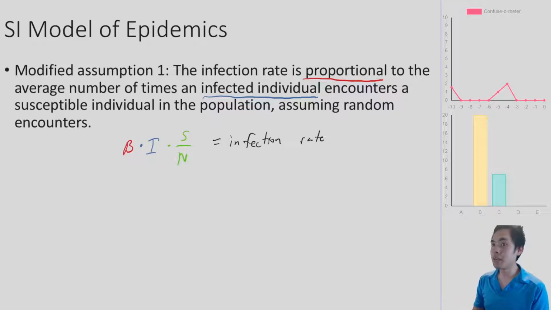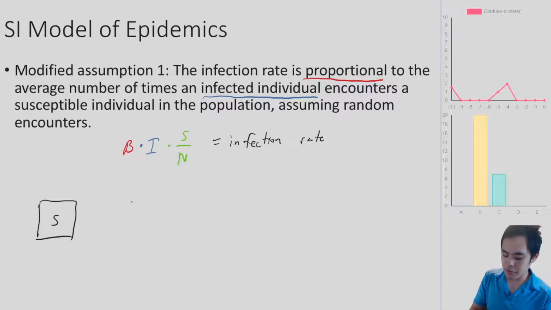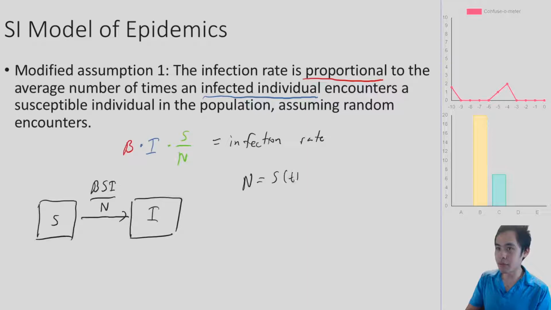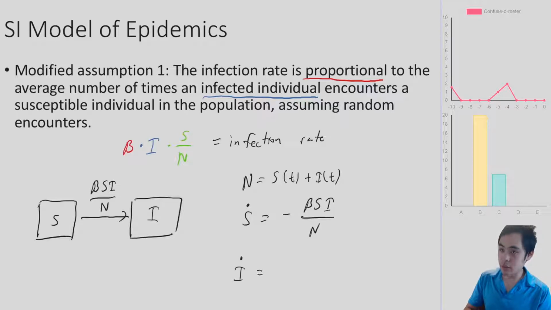So this is the infection rate. We have a slightly modified version of this two-compartment system. You have S, I, and you have beta S I over N as your new rate of moving people from S to I. And so on, we have N is equal to S of t plus I of t, per usual. And then we have S dot is equal to minus beta S I over N, and I dot is equal to beta S I over N.